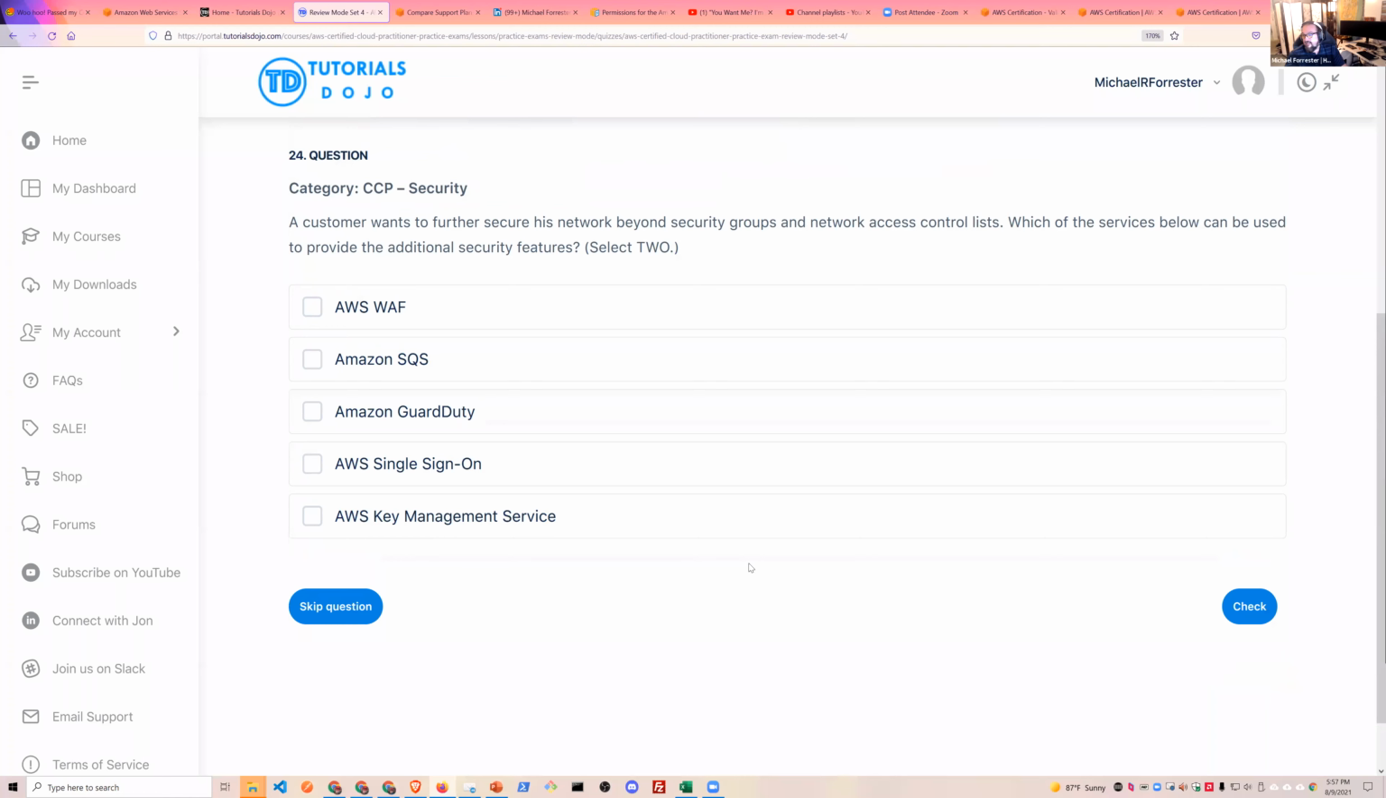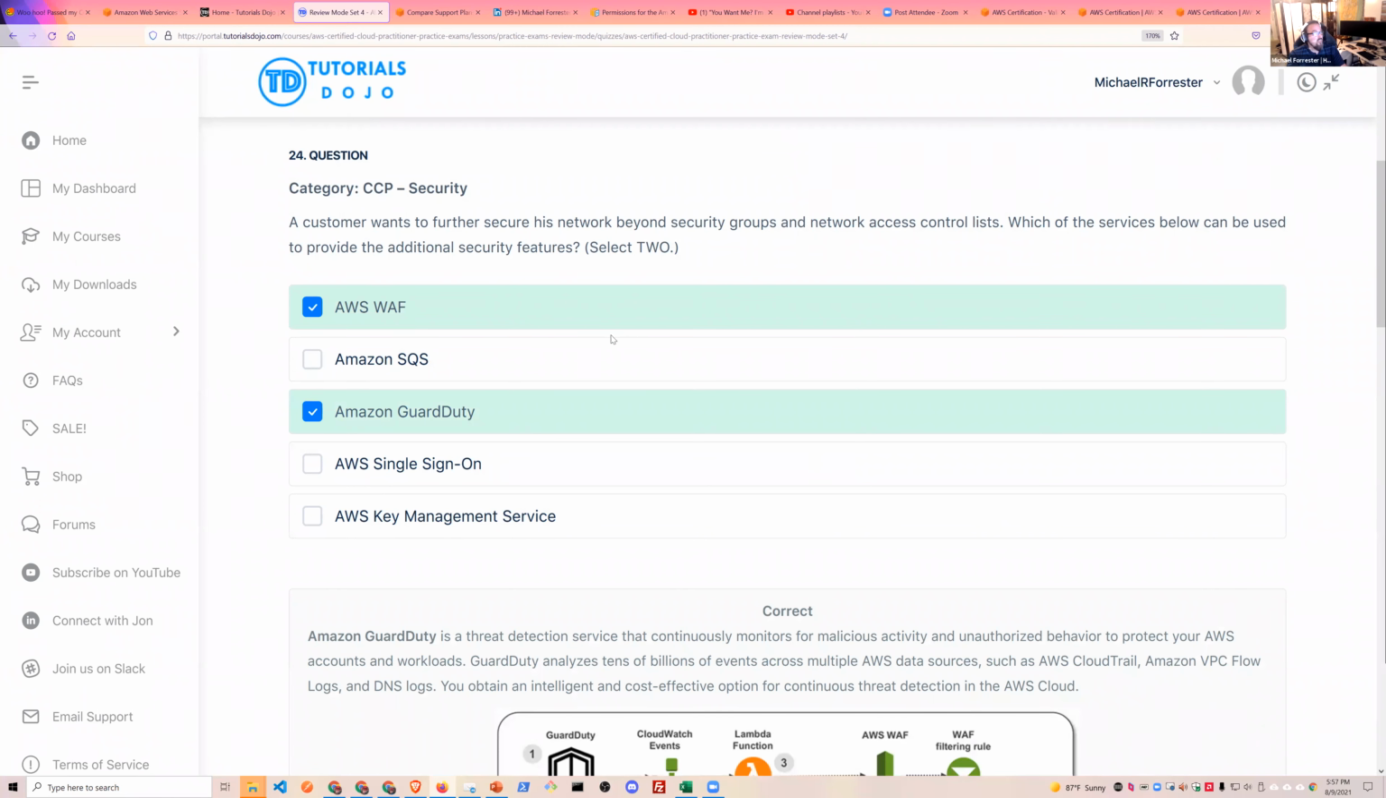Okay, last question. Customer wants to further secure the network beyond security groups and network access control lists. Which of the services below can add additional security features to your network? Select 2. Which of these can help protect your applications and network? Good, I saw 1 and 3. I think that's great, actually. So WAF is a web application firewall, so that's a layer 7 firewall. And then GuardDuty basically monitors your network inside AWS for any malicious activity. So good choices.